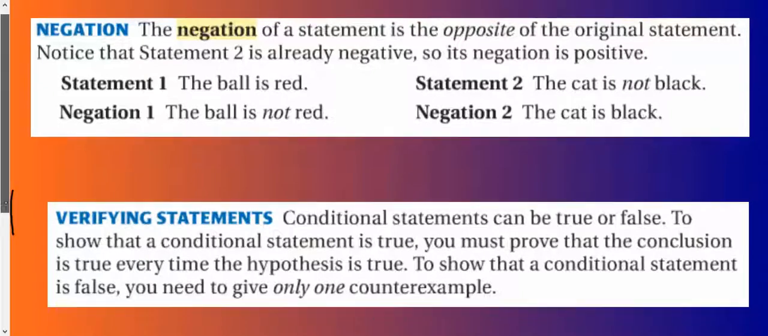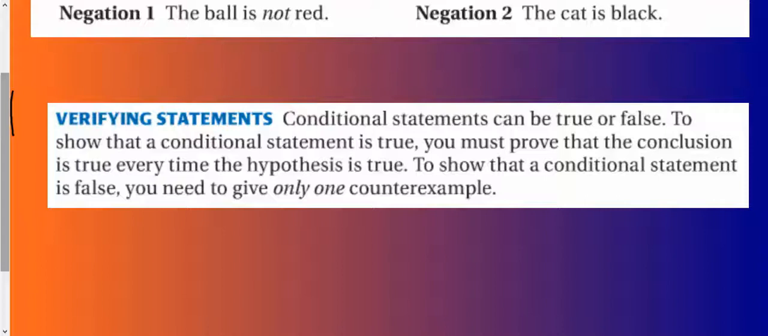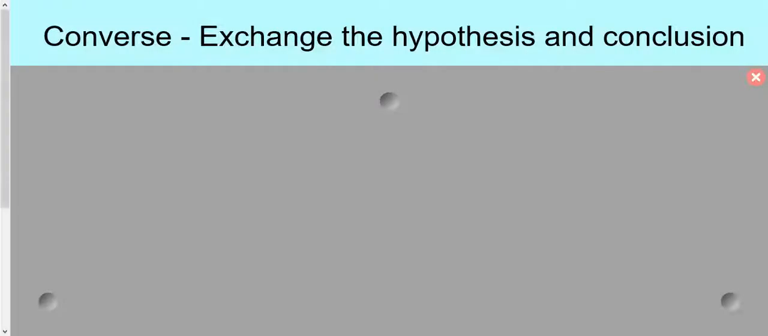To show that a conditional statement is true, you must prove that the conclusion is true every time the hypothesis is true. And just like before, to show that the conditional statement is false, you only need to give one counterexample. So we're going to be proving things later on. Right now, counterexamples we're pretty good at.